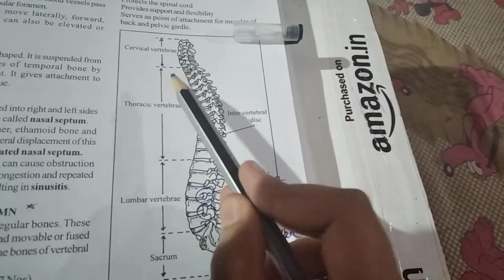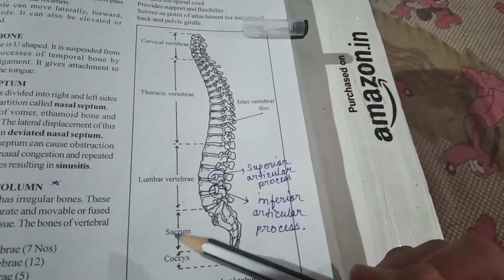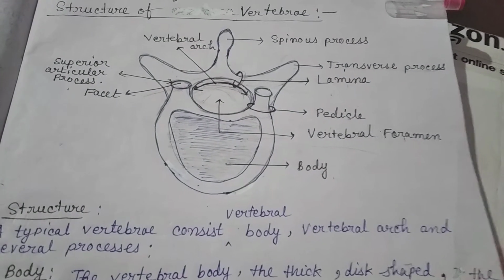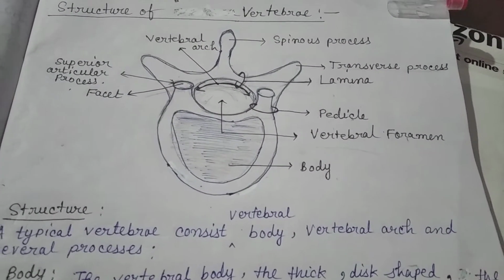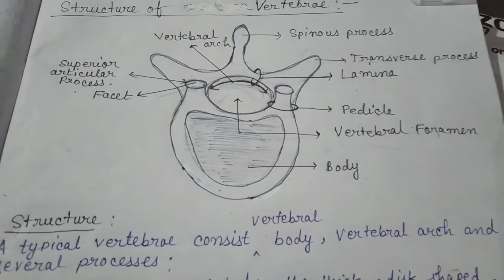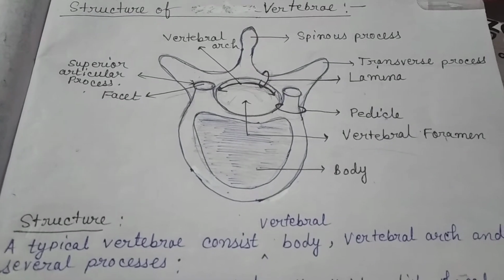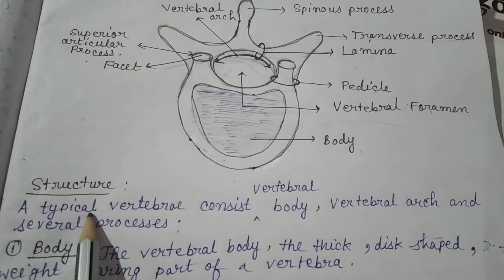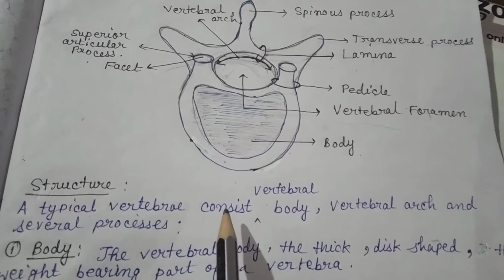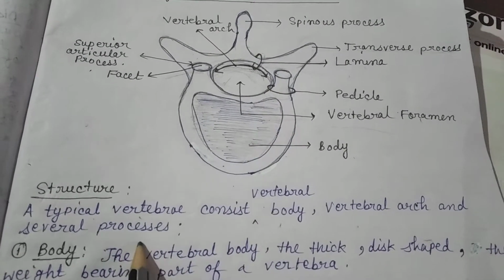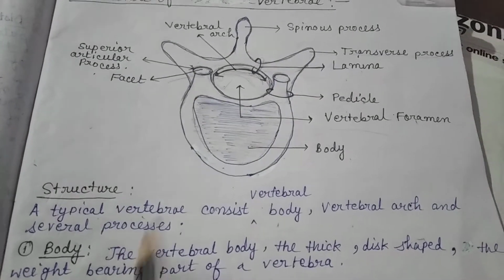There are several vertebrae: thoracic vertebrae, lumbar vertebrae, sacrum and coccyx, so many. But we are going to learn about only one vertebra because the structures are the same for all the vertebrae. At first, we will learn the main parts of the vertebra. A typical vertebra consists of the vertebral body, the vertebral arch and several processes that we are going to learn.